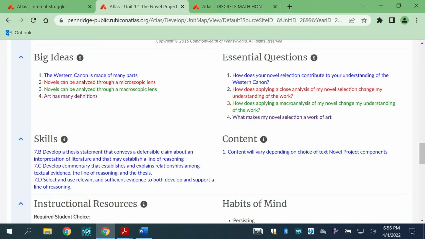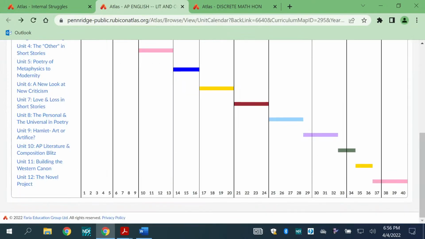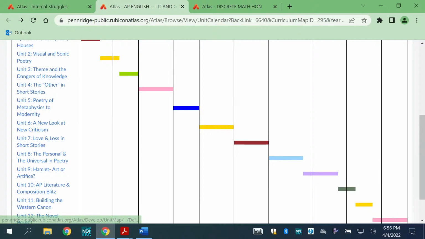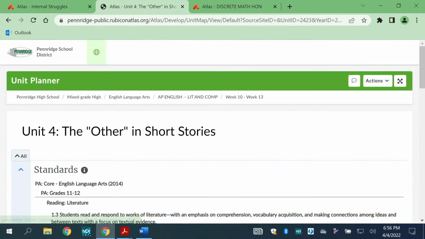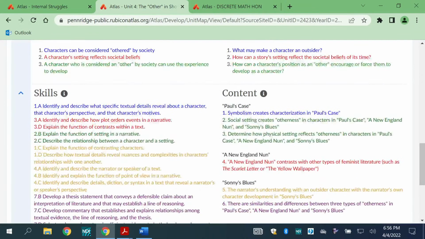Does anybody have any questions about the AP Lit? Jordan, did you? Yeah, I did. Again, not picking it apart, but now's the time to ask questions, right? Looking at unit 4, the other in short stories, the big questions were like: characters can be considered othered by society, a character's setting reflects societal beliefs, a character who is considered an other by society can use the experience to develop.